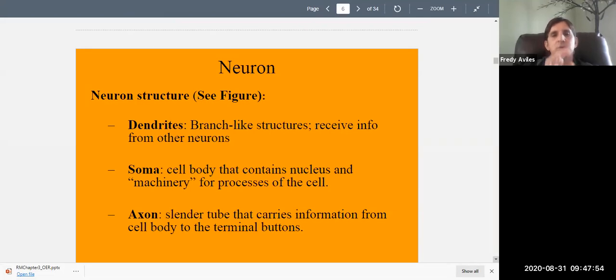So the neuron structure, we looked at the figure already. So remember, the dendrites are those things that look like branches or spikes. They receive information from other neurons.